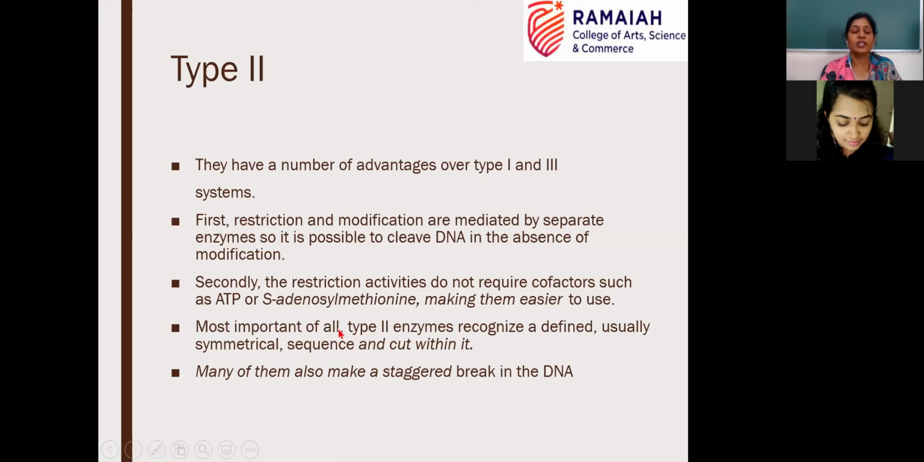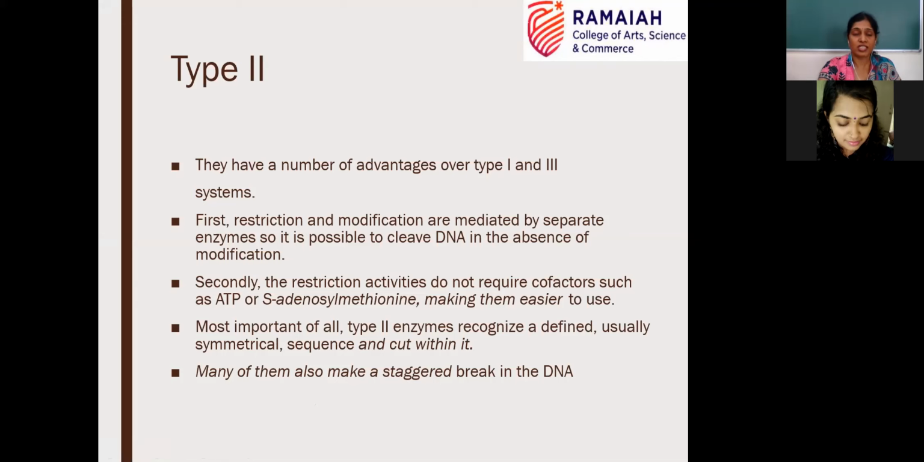And the most important property of these type 2 restriction enzymes is that they recognize a defined and symmetrical recognition sequence, and it cuts the DNA within the recognition sequence, because of which the restriction fragments produced will be of defined length. That means their activity is very, very specific. That's how they are very useful in the process of DNA cloning. And many of these type 2 restriction enzymes also make a staggered break in the DNA. We will see more details. What is this staggered break?